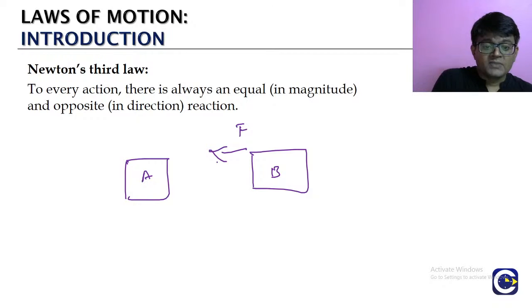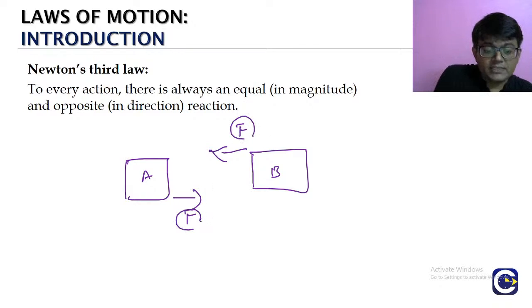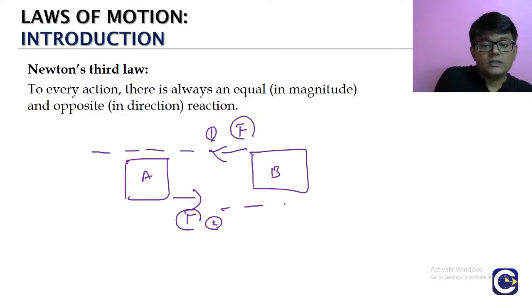Then B will in return create a force on object A, which will be equal in terms of magnitude. You can see the forces will be equal in terms of magnitude. But what about the directions? The first force, if you want to give them some numbers, is in this case towards the left. What about this one? Towards the right.